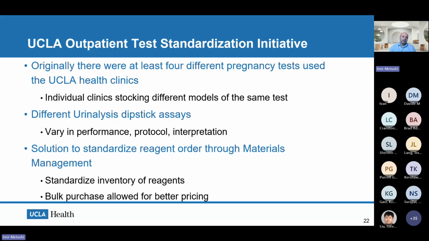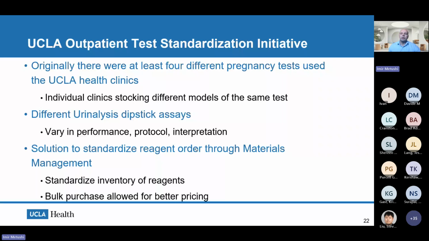So it was decided that we wanted to standardize this to a good offering, and it was done through materials management, to limit how they ordered reagents so that they could only have one choice. And by doing so, not only could we standardize, but we could also get better pricing, because we could buy in bulk now instead of individually. And we had a dedicated resource that serves this type of purpose.